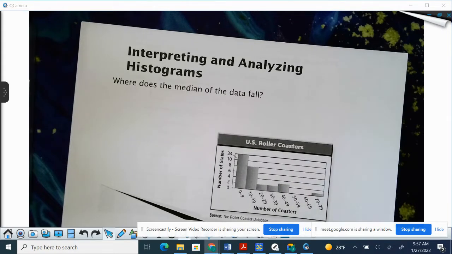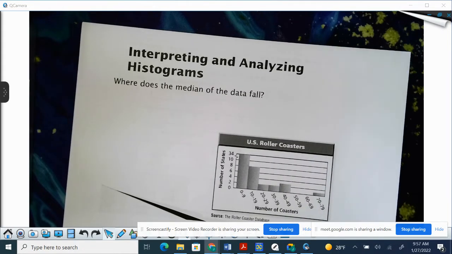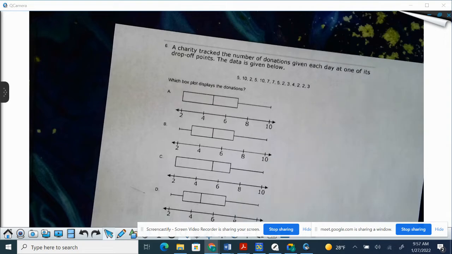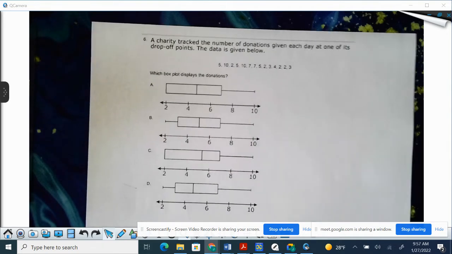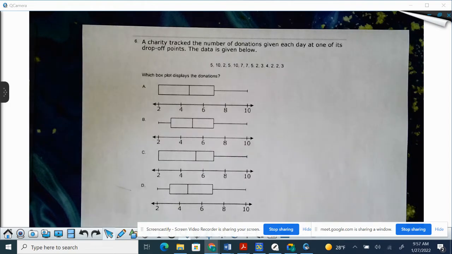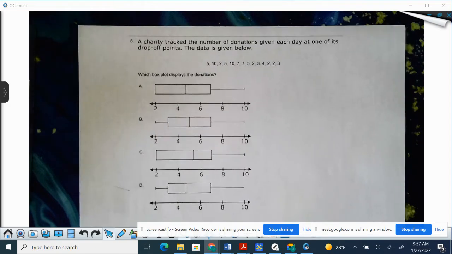Median of the data, we're going to get into that the next day. Median. And now we're going to talk box and whiskers. All right, box and whiskers. These buggers are definitely going to be on your EOC. You are probably going to have 2 or 3.